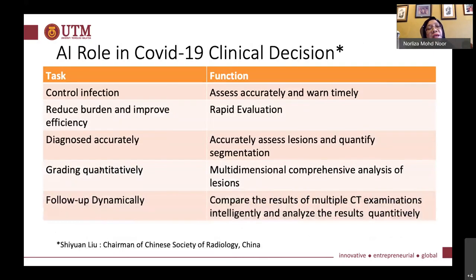All right, so the AI role in COVID-19 clinical decisions. We have the task of infection control. The function is to assess accurately and warn in a timely way, to reduce burden and improve rapid evaluation efficiency. Then diagnose accurately, so accurately assess lesions and quantify segmentation. Then grade quantitatively, with multidimensional comprehensive analysis of lesions. Then follow up dynamically, comparing the results of multiple CT examinations intelligently and analyzing the results quantitatively.